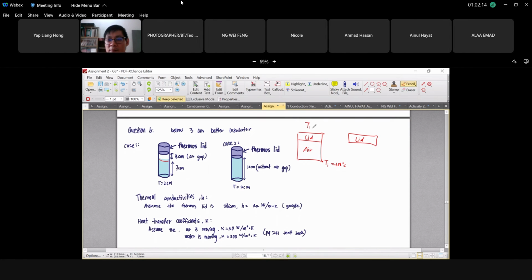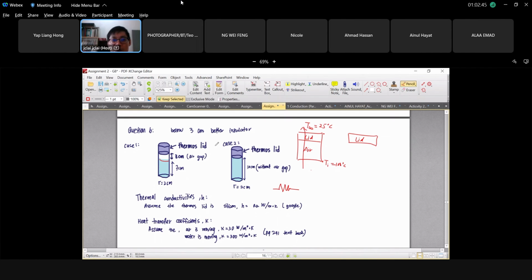Ambient, normally we put T and infinity. Okay, 25 degrees Celsius, right? So your circuit diagram is this. Because the heat actually flows from inside to outside, right?